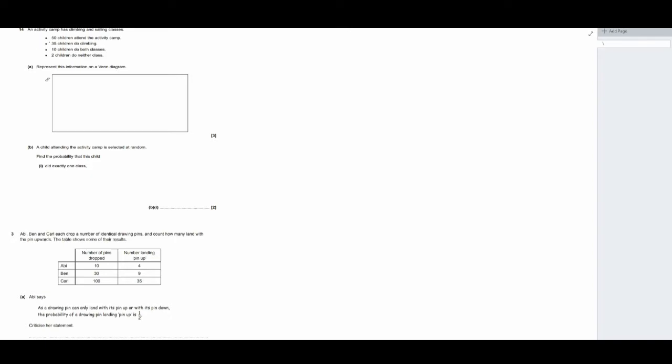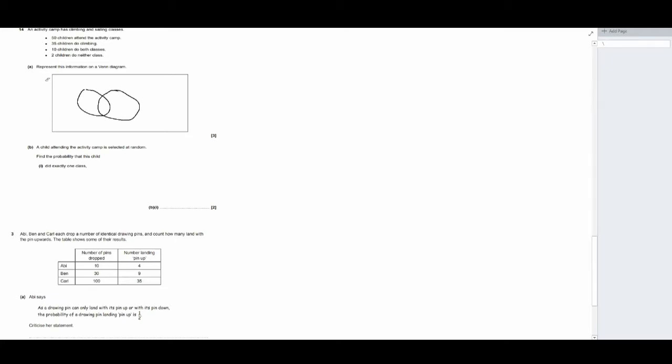Okay, question 14, so a little sooner on in an exam. Maybe it might be slightly trickier. Let's have a look. This is another Venn diagram question. Perfect. An activity camp has climbing and sailing classes. 50 children attend the activity camp. 35 children do climbing. 10 do both. And 2 do neither.